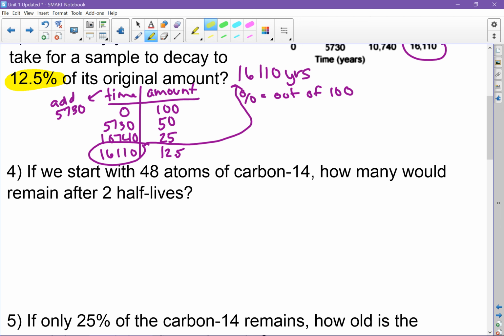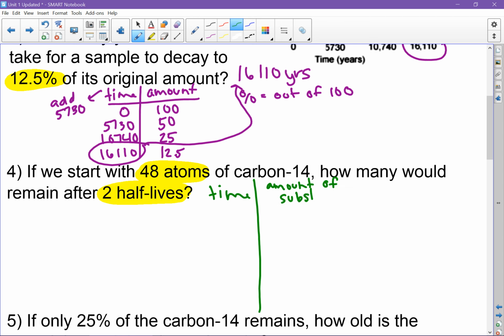Next question, here's an amount number, and here's an amount of time. So we can set up our t-chart there. We've got time, we've got amount of substance. Remember that time always starts at 0, and we're going to add. In this one, they don't tell us the exact length of the half-life, so I just know that one half-life has gone by.